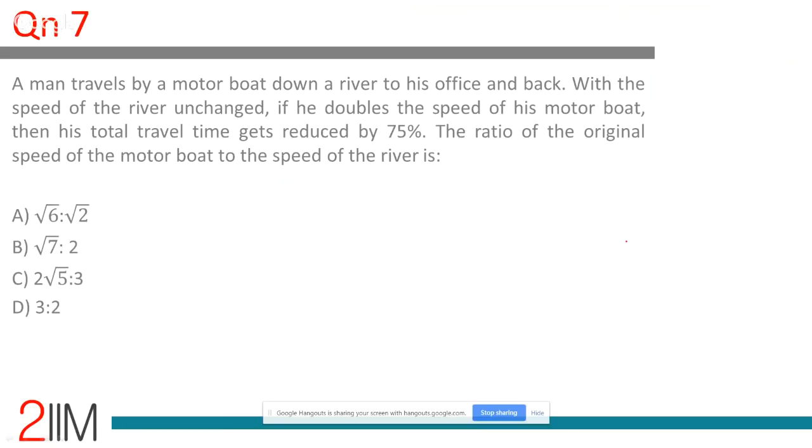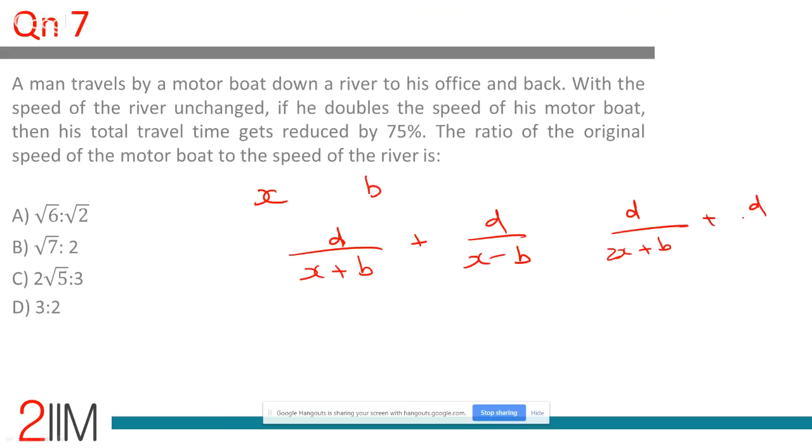A man travels by a motorboat down a river to his office and back. With the speed of the river unchanged, if he doubles the speed of his motorboat, then his total travel time gets reduced by 75%. The ratio of the original speed of the motorboat to the speed of the river is... an incredibly tough question. The time taken, let's say the river's speed is X, boat speed is B, distance is D. D by X plus B plus D by X minus B is the normal time taken. The special time taken in this case, after he doubles the speed of his motorboat, is D by 2X plus B plus D by 2X minus B. This time taken equals this time taken into 7/4.